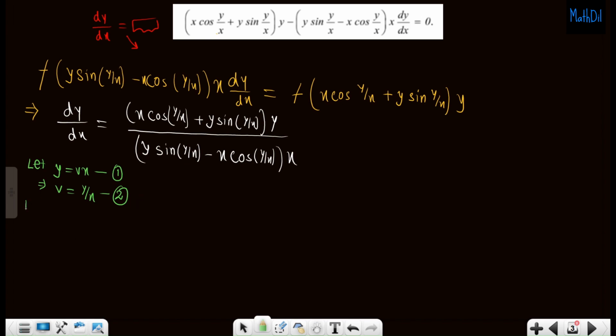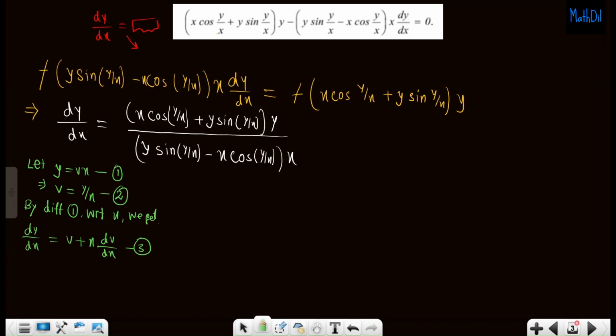So see, we will differentiate equation 1 for this. By differentiating 1 with respect to x, what will we get? If you differentiate, then it will be dy by dx, and it will be equal to v plus, if we differentiate, then what will you get? x will be constant, and it will be dv by dx. Let it be equation 3, right? Till now I think everything is clear, okay?